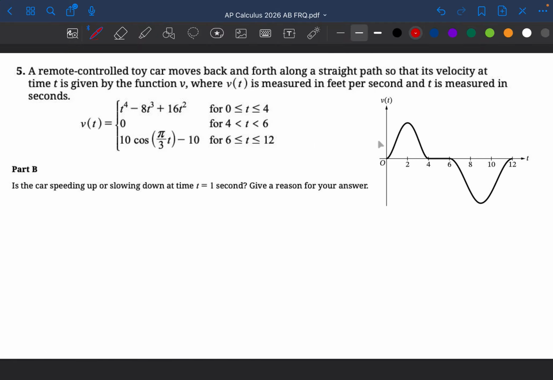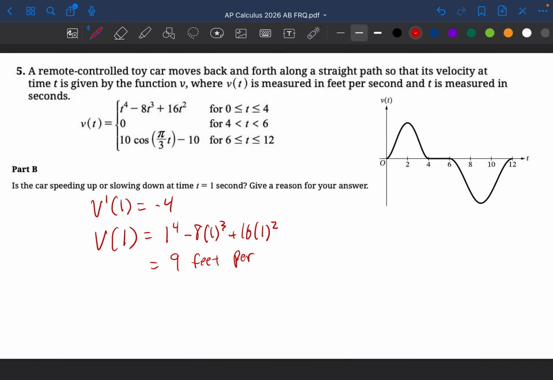Part B, is the car speeding up or slowing down at time t equals 1 second? Now we need to know the speed, the velocity, and the acceleration. So we already know that v prime of 1 equals -4. To make our comparison, we need v of 1. So we're going to plug 1 into v. We're still going to use that top part of our function. Times 1 cubed plus 16 times 1 squared. That gives us 9 feet per second.